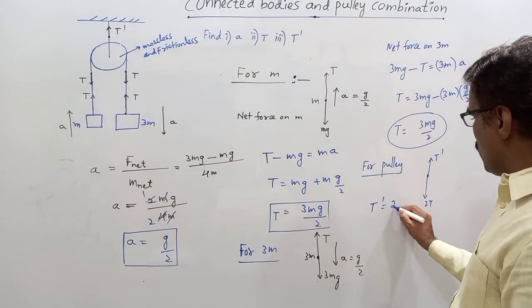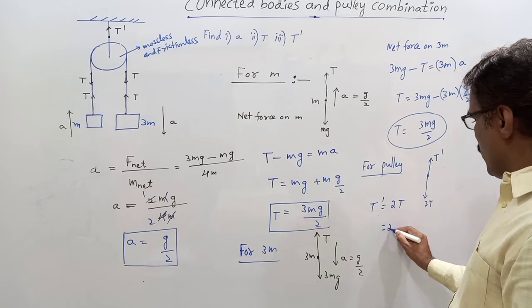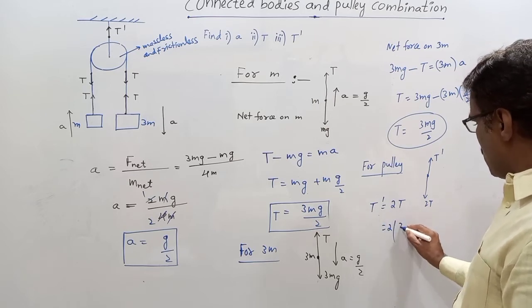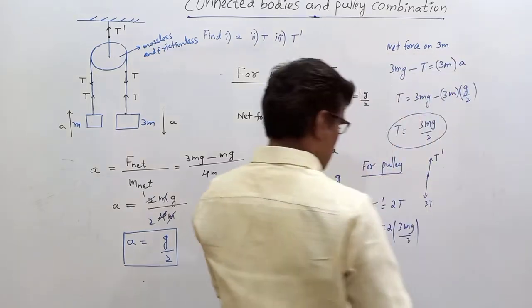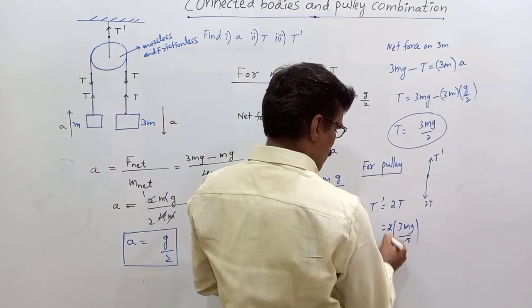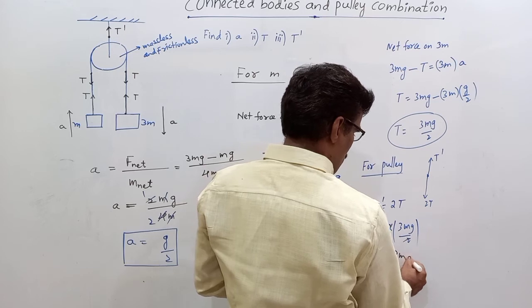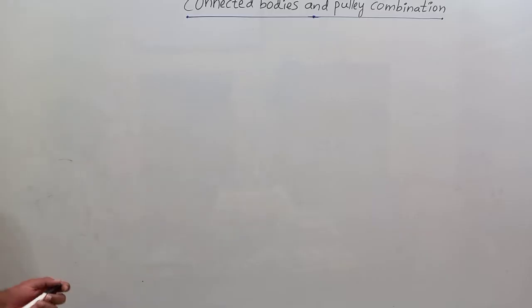T dash equal to 2T. 2 into T. T means 3mg by 2. Here the 2 cancels. 2 cancel. 3mg is the tension in the string.